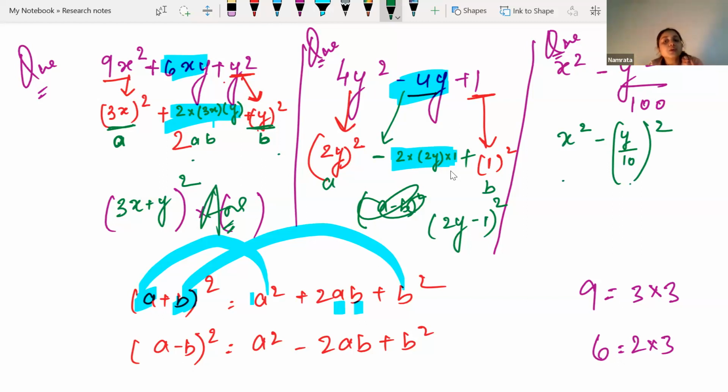Now this looks like a square minus b square. So we can write a plus b in one bracket and a minus b in another bracket. We can write x plus y by 10 in one bracket, and x minus y by 10 in another bracket.